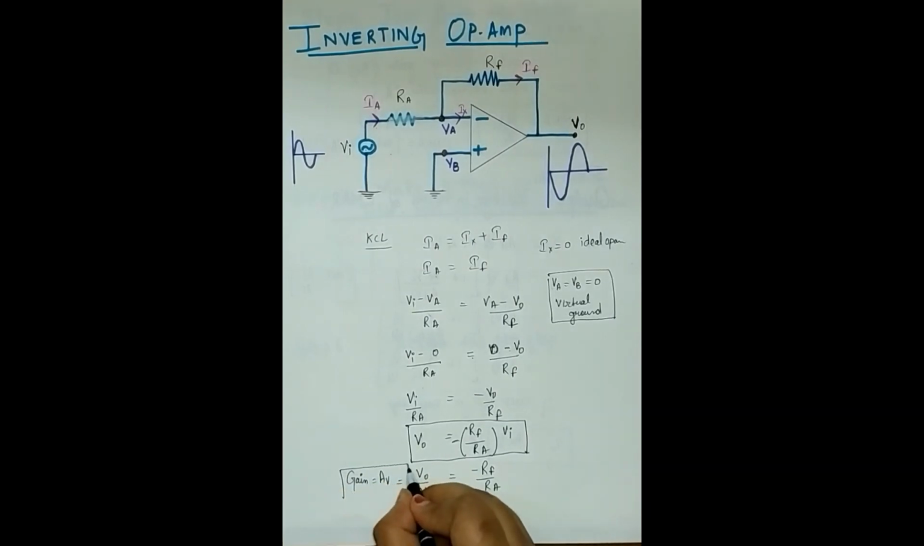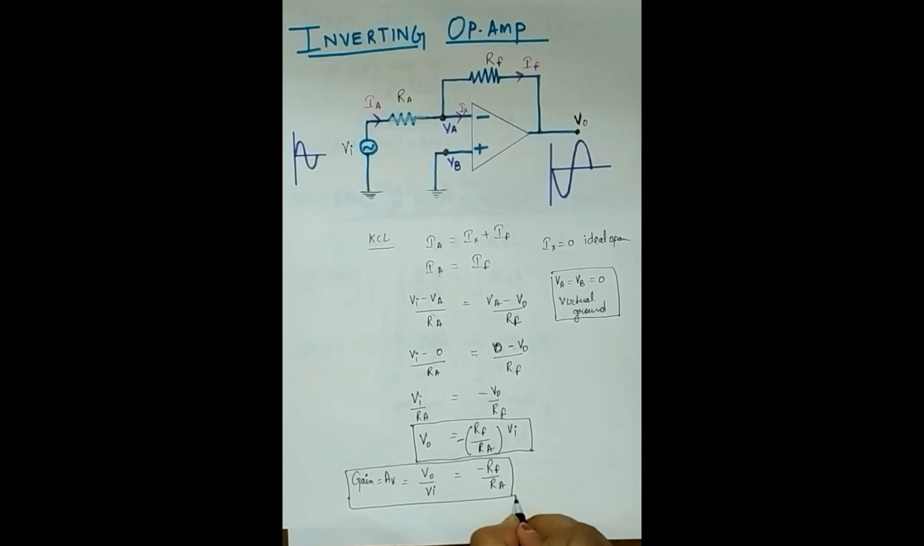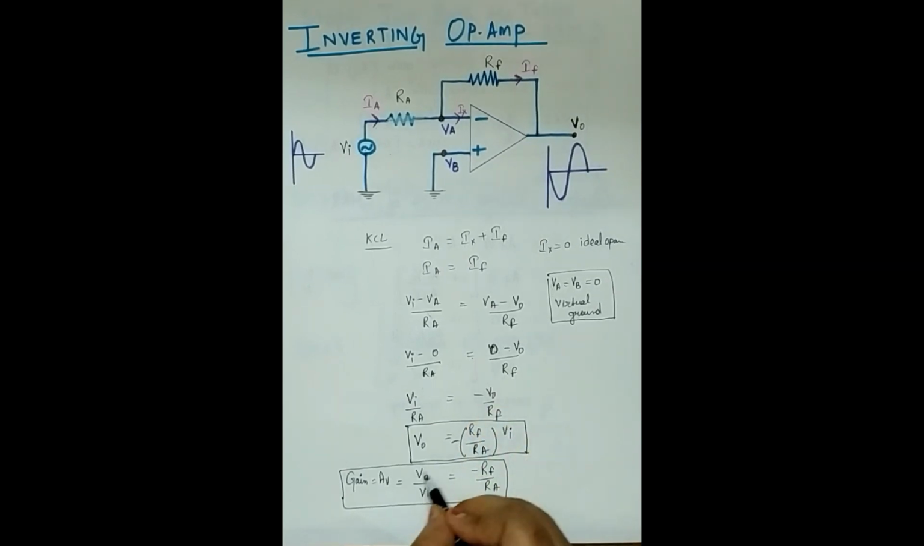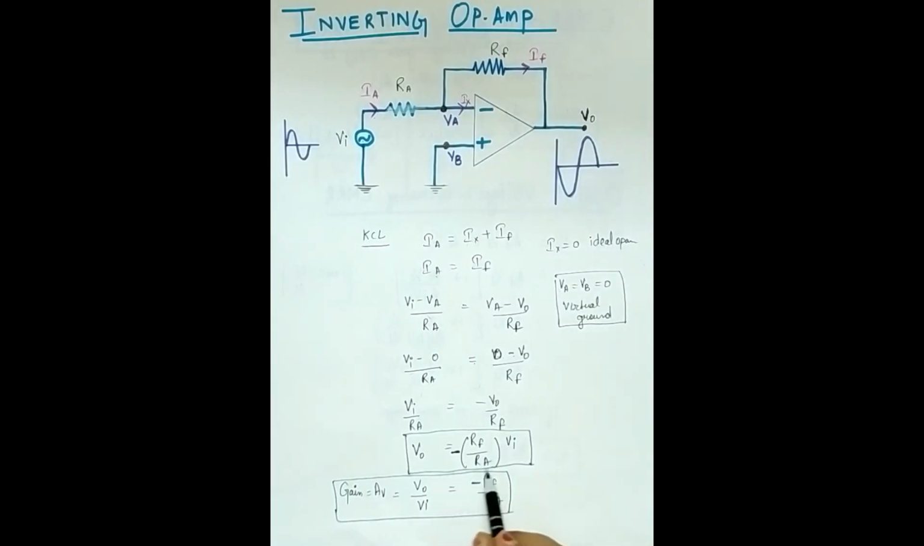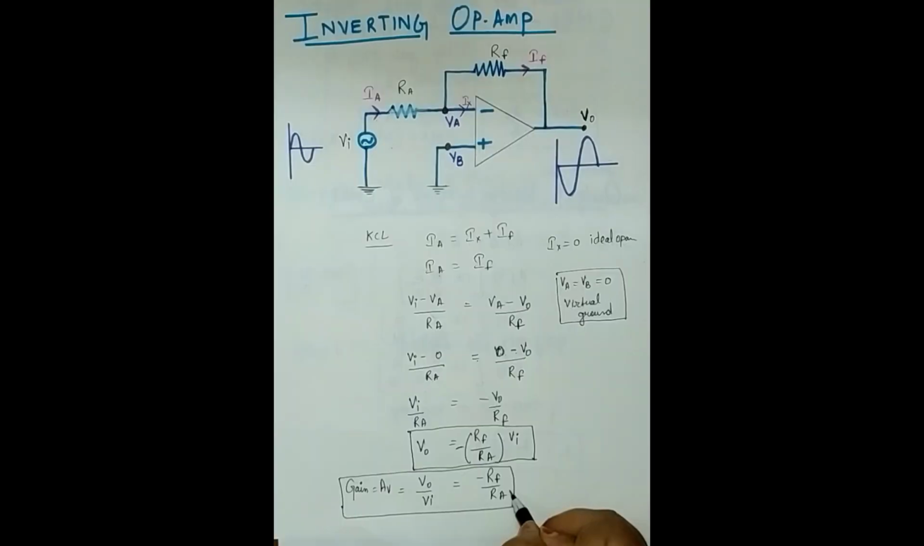So this is how you get the derivation of the inverting op-amp, and this is the gain of the inverting op-amp. In this gain you can see I am getting a negative sign, and this negative sign indicates that there is a phase change of 180 degrees. That is why my signal is coming in the inverted direction. In the next lecture we will discuss the derivation of the non-inverting op-amp.